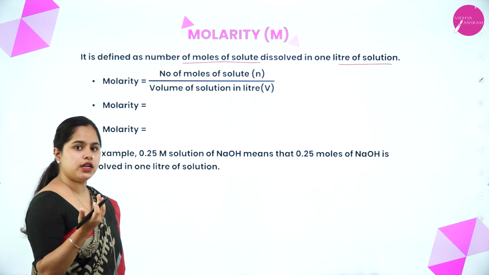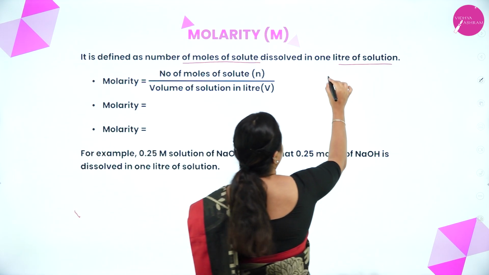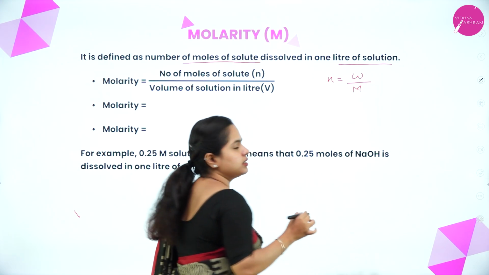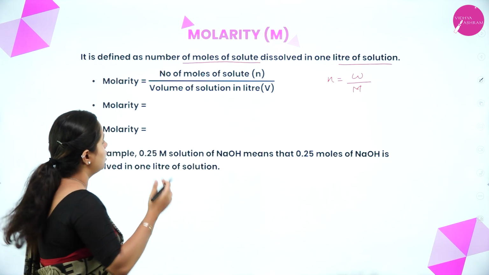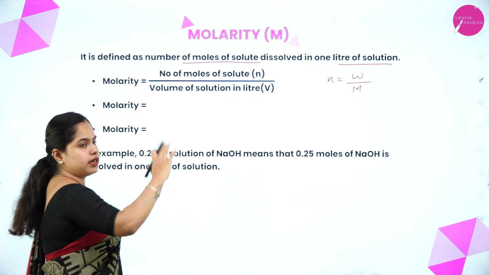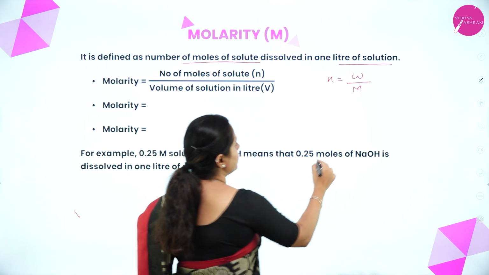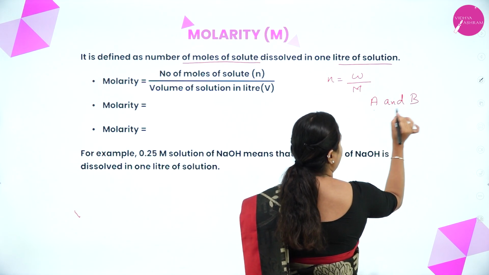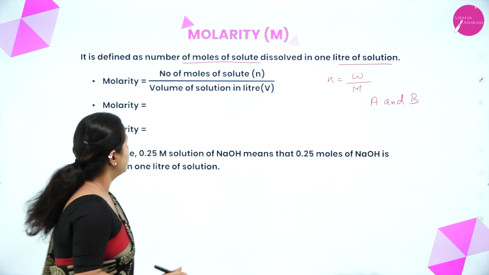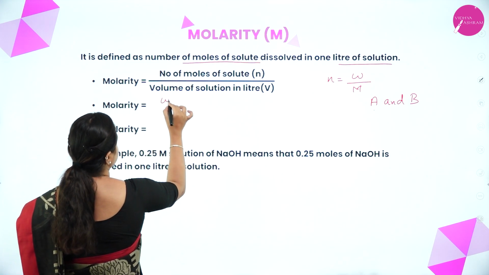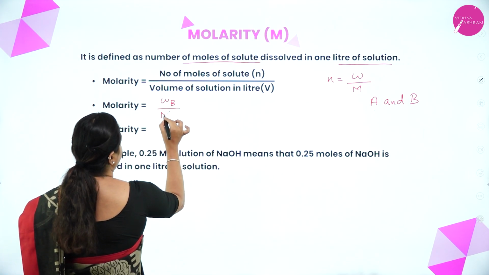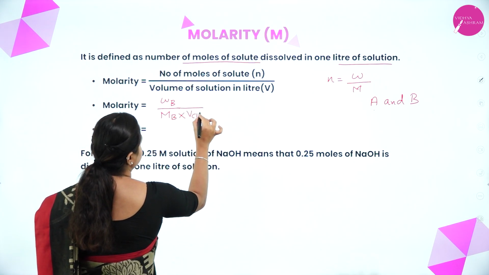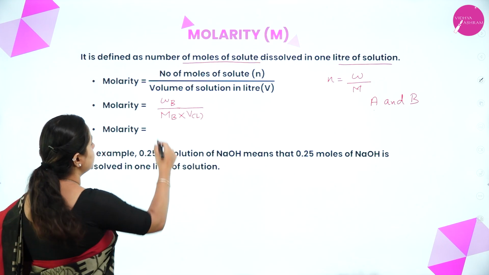So I can also write it as number of moles. What is the equation for finding number of moles? It is your mass by molar mass, right? That is the equation to find number of moles. So we are talking in terms of solute. So that means if A and B are my two components, A will be my solvent and B is my solute, right? So how can I represent it? Can I represent it as WB by MB into volume in liters? Can I write it as this?